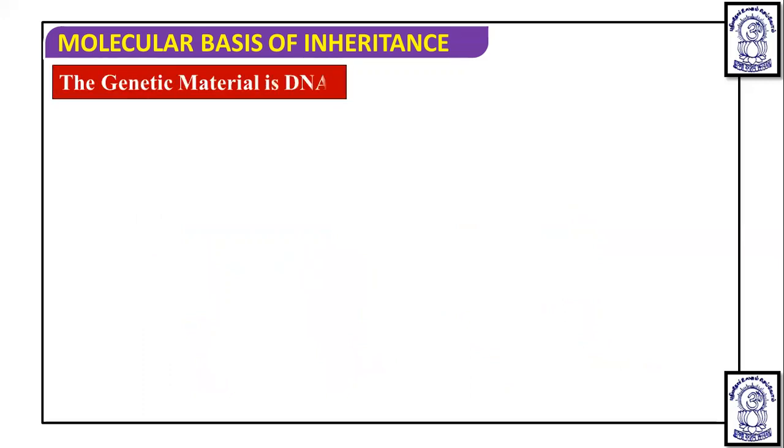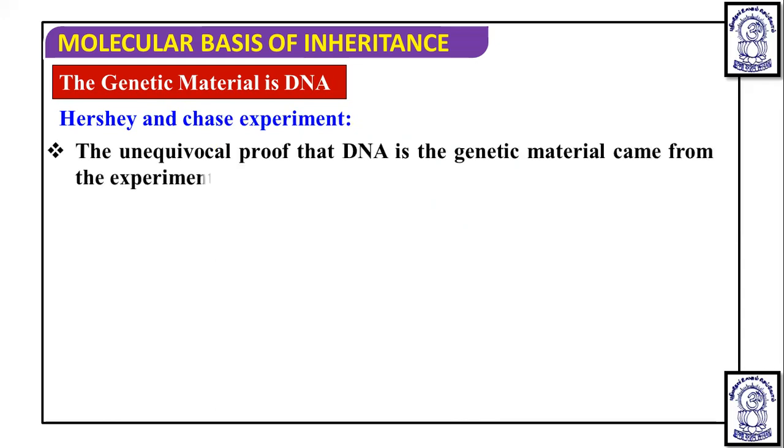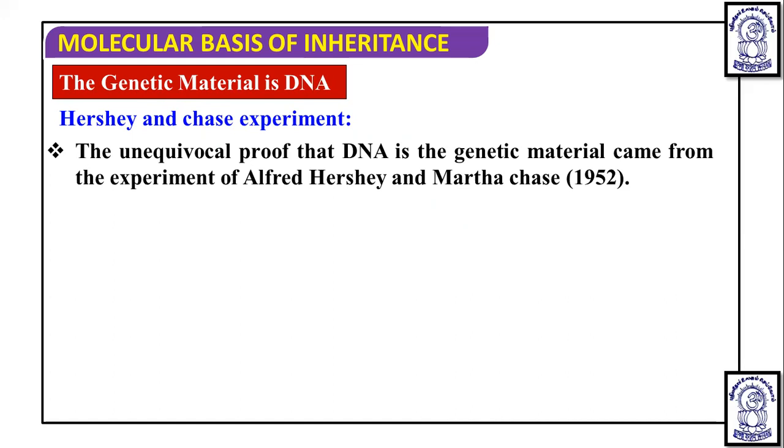In continuation of that, to search for the genetic material, which is DNA, the Hershey and Chase experiment was carried out after the Griffith experiment. It is known as the unequivocal proof that DNA is the genetic material. This unequivocal proof that DNA is the genetic material came from the experiment of Alfred Hershey and Martha Chase. Who carried out this experiment? Alfred Hershey and Martha Chase.